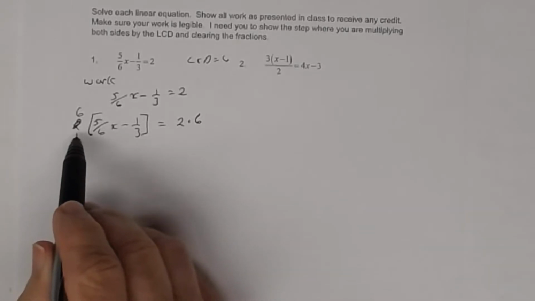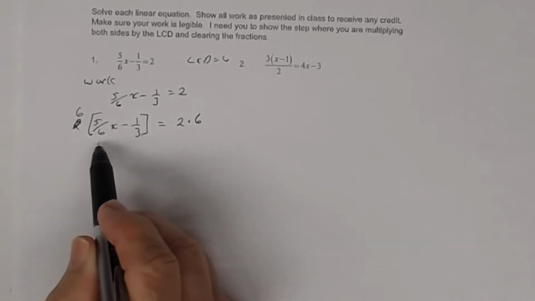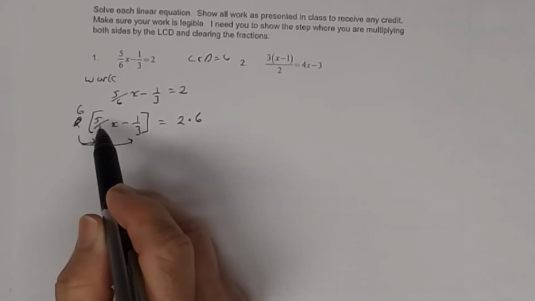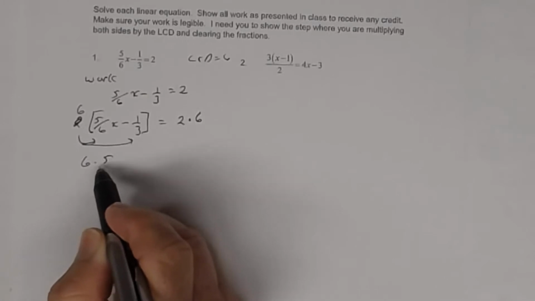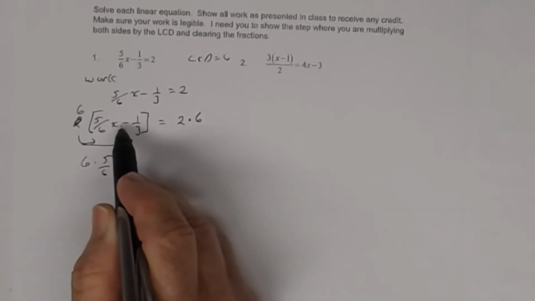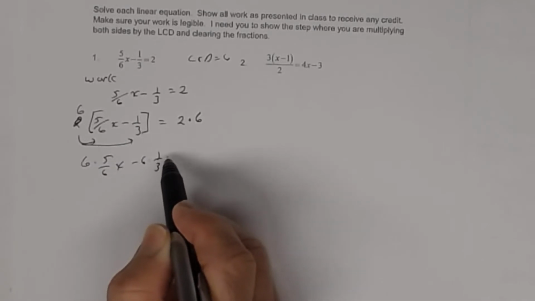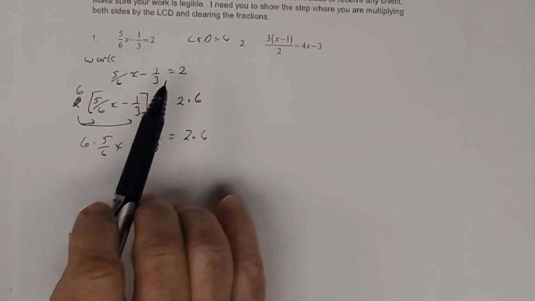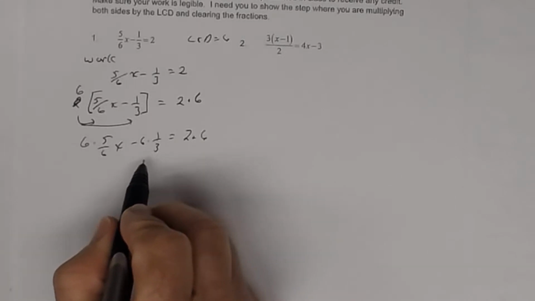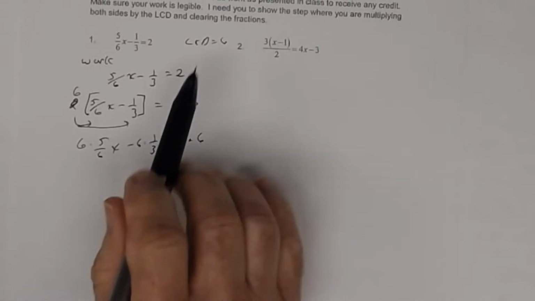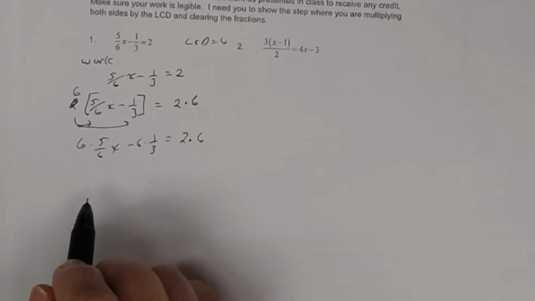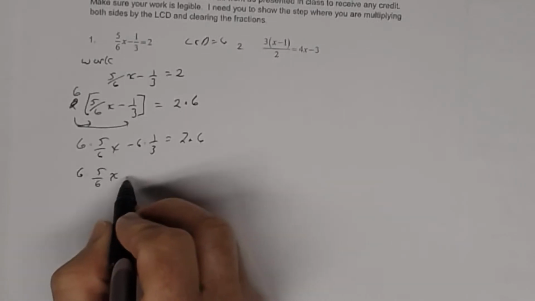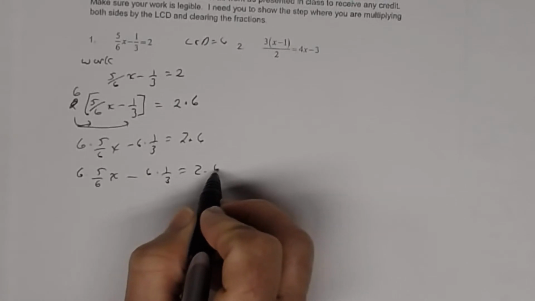And now the next step is to get rid of those brackets or parentheses by using the distributive property. When I use the distributive property, I get 6 times 5/6 x, minus, subtract, 6 times a third, equals, and I'm going to leave this as 2 times 6 for right now. Now, remember, the whole purpose of multiplying by the least common denominator is to get the denominators to be factors of 1. By clearing the fractions, you're getting these factors in the denominator to be 1s. Let me go ahead and rewrite this equation over so I can show you.